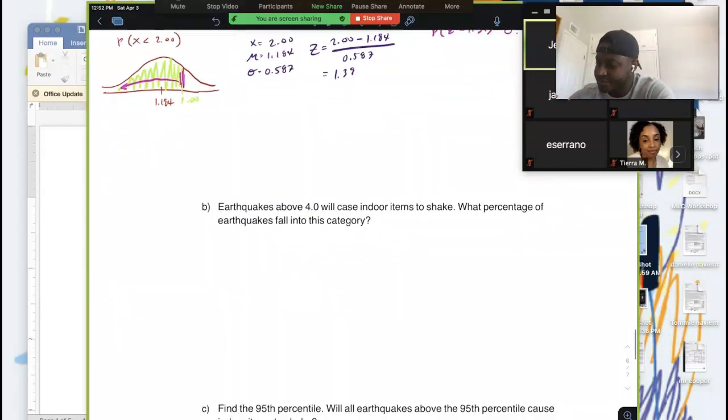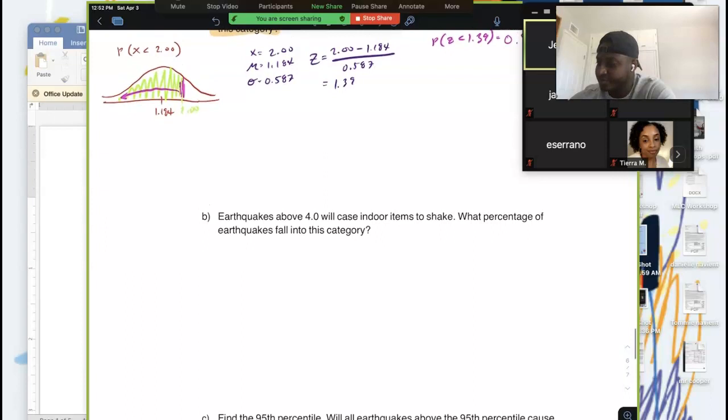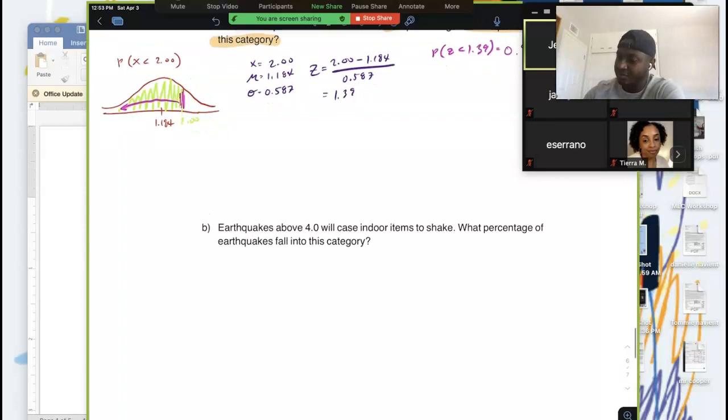Okay, and then for number 10, earthquakes above 4.0 will cause indoor items to shake. So what percentage fit into that category? So now we want above 4.0. So the probability that X is greater than 4.0. We still have the 1.184 here. 4.0 is here. And we're shading to the right of that because it's above now.